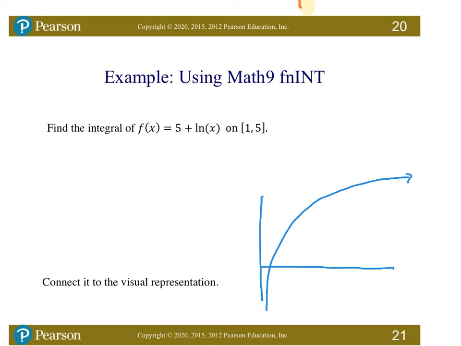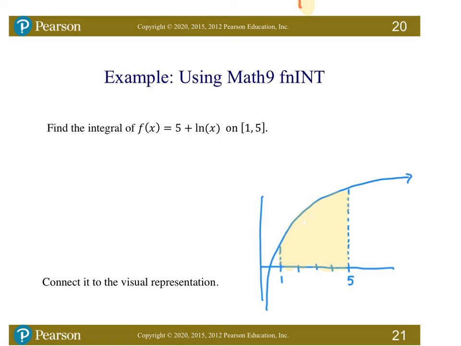But we're going from 1 to 5. And so 1 here, 2, 3, 4, and 5. And all of this is above the x-axis, so we expect our area to turn out to be positive. That's our expectation, the answer.